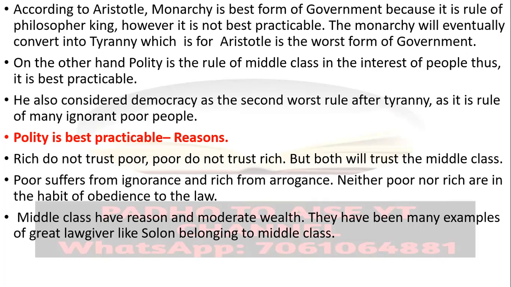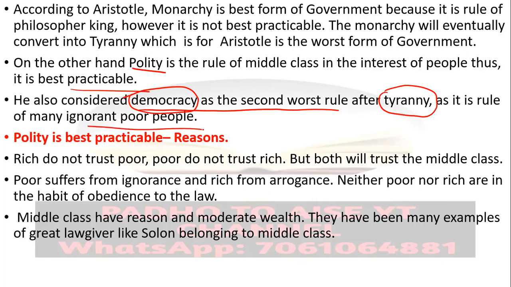On the other hand, polity, which is the rule of the middle class, as I told you, the rule of many, in the interest of the people, is the second best, but it is the best practicable. So according to Aristotle, polity is the best practicable form of government. Aristotle also considered democracy the second worst form of government after tyranny. So the worst form of government is tyranny, and the second worst is democracy, according to Aristotle. Because in democracy, there is the rule of ignorant poor people.